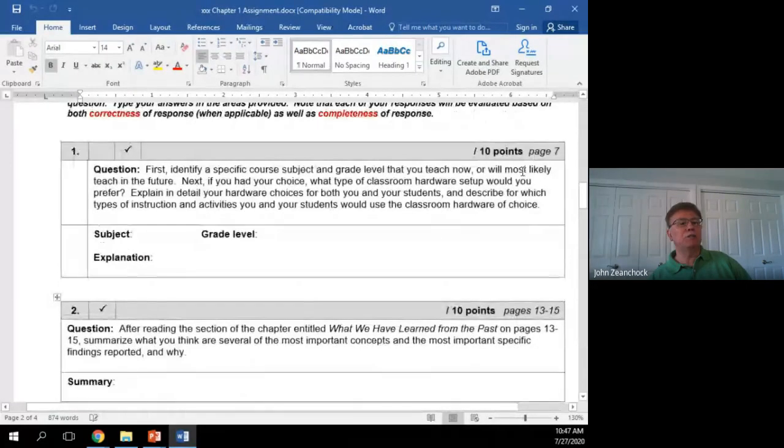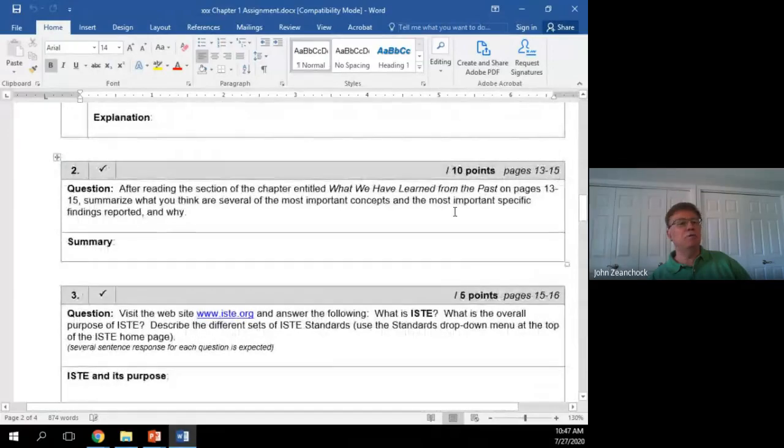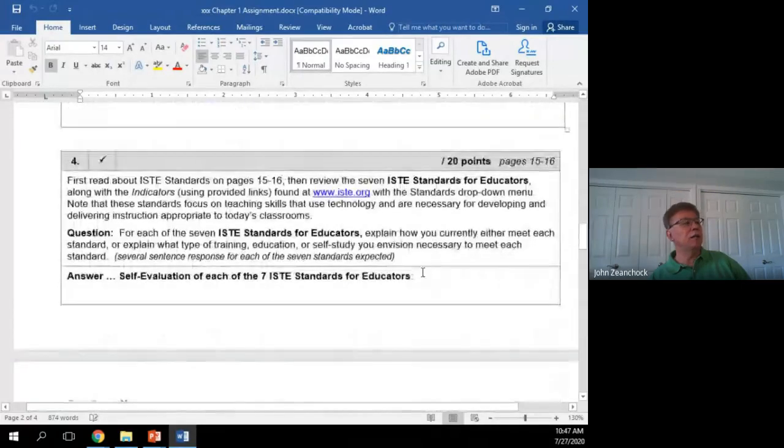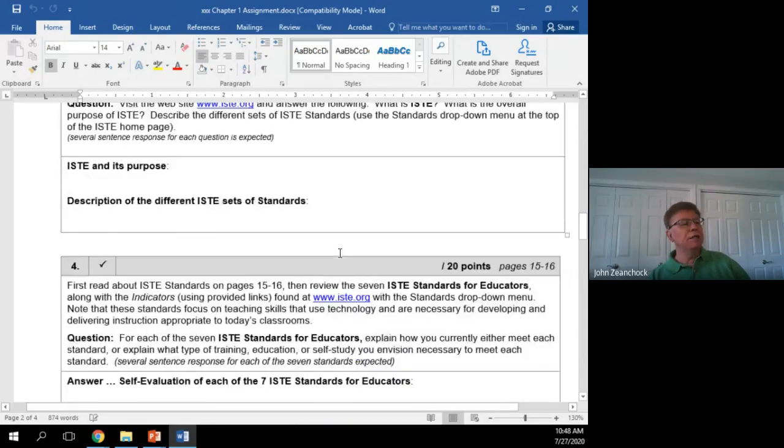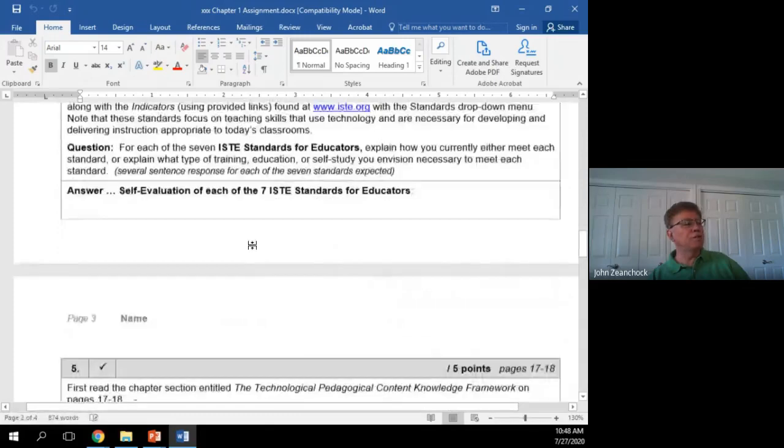Notice page 7, pages 13 to 15 reference, pages 15 to 16, a couple of questions. And notice also that I sometimes go outside the content of the textbook and provide links, like right in the Word document, saying, okay, visit this website and then answer this question, even though it still directly relates to the concept that's in that particular chapter. Same thing with this question.